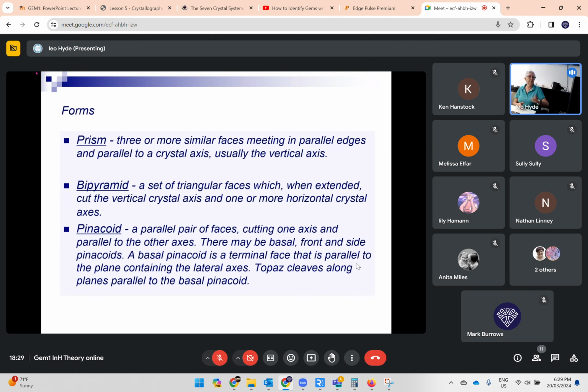So we did these different definitions last year. To be a prism face, we need to have how many? 3 or more. If there's only 2, can we call them prism faces? What do we call them? Pinacoids. If there's only 2 faces, a pair of parallel faces, they are pinacoids. And then we put an adjective in the front to decide which direction in the crystal they belong. So a basal pinacoid are the ones that cut the C-axis, the top and the bottom, basal.